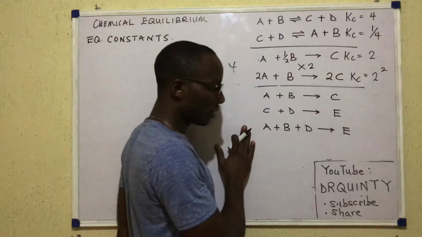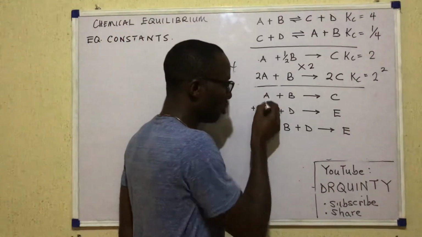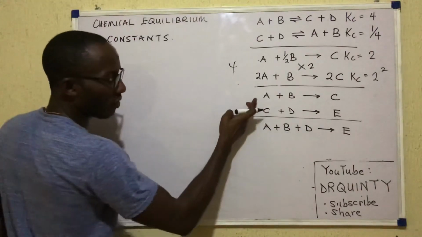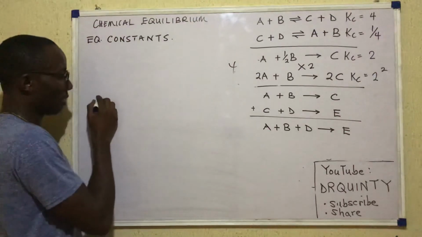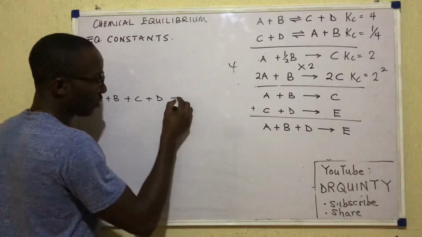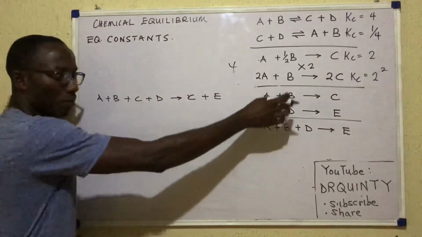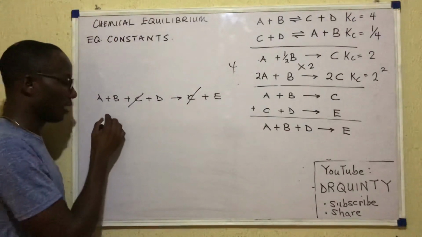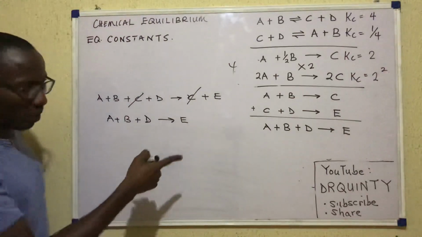For these 3 reactions, if you observe closely, you see that if you add up these 2, you are going to get the third. How? Let's add them up. Whenever you want to add reactions, you add everything on the reactant sides, then add everything on the product sides. So it means I'm going to get A plus B plus C plus D to give C plus E. So I've added both reactant sides and both product sides. Now based on that, there's C on both sides, so I'll eliminate it, and that leaves me with A plus B plus D to give E. Is that what we have down there?